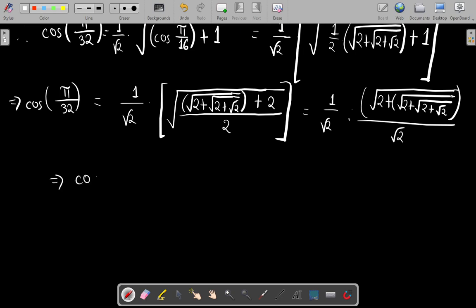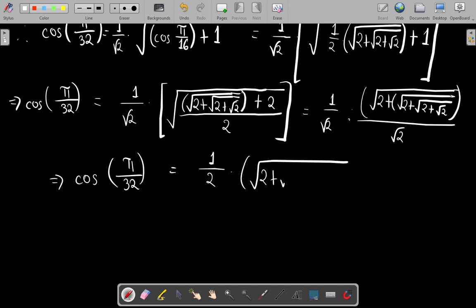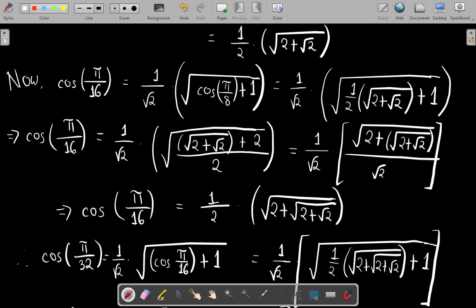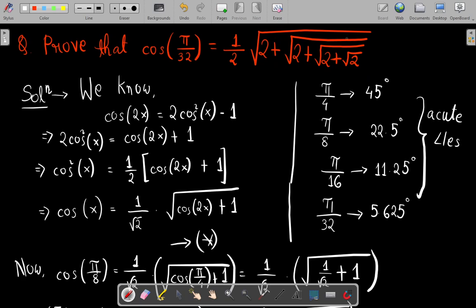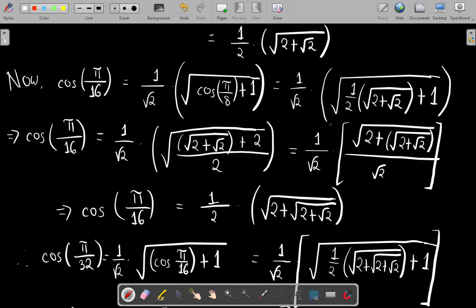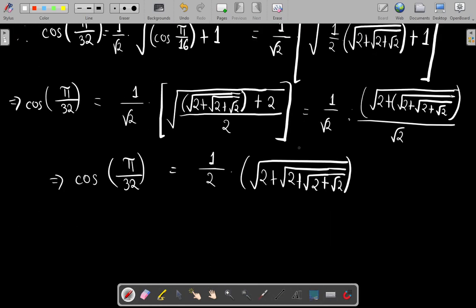Finally if we multiply, the denominator root 2 times root 2 becomes 2, so this becomes half times the square root of 2 plus square root of 2 plus square root of 2 plus square root of 2. 4 square roots, right? And I believe yes, there are 4 square roots. Okay, so we have proved it now.